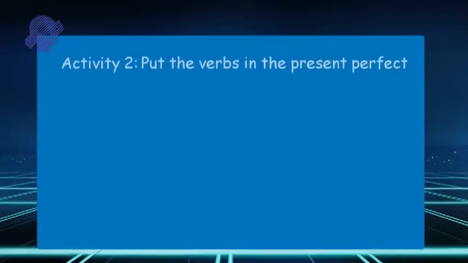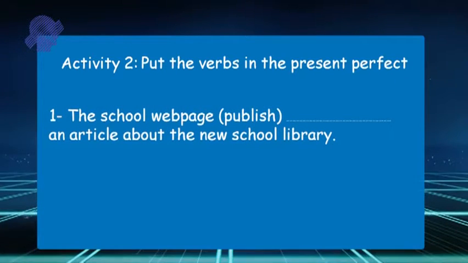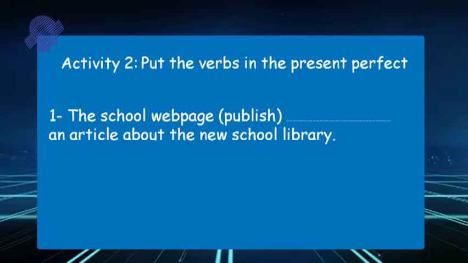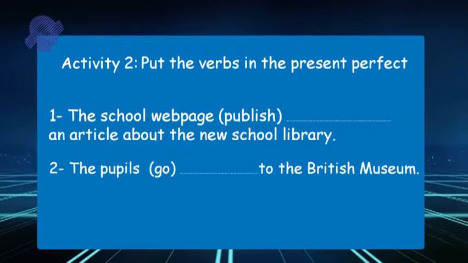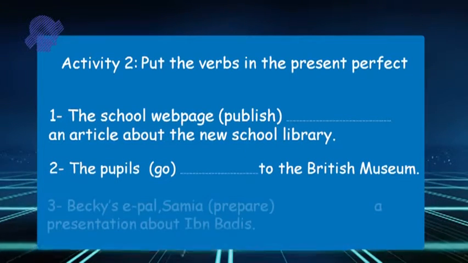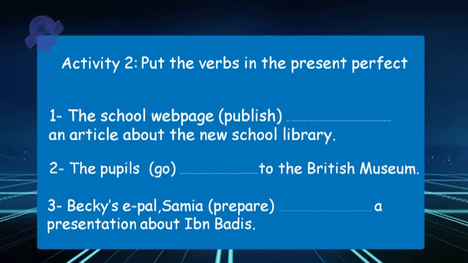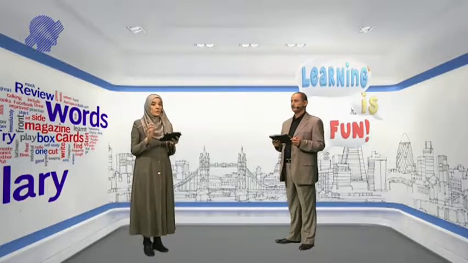So let's move to the next activity where you need to put the verbs in the correct tense. It's the first sentence, sentence 1. The school web page, publish an article about the new school library. 2. The pupils go to the British Museum. 3. Biggie's pal, Samya, prepare a presentation about Ibn Badis. Well, here it's very easy. You just need to put the verbs in the present perfect. And now let's check the answers together.